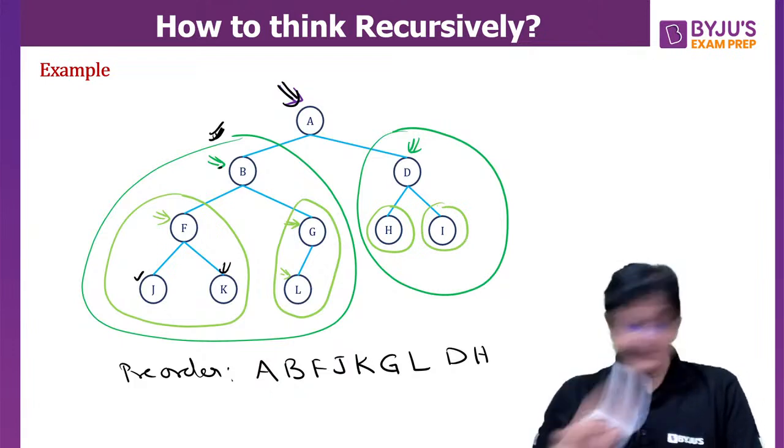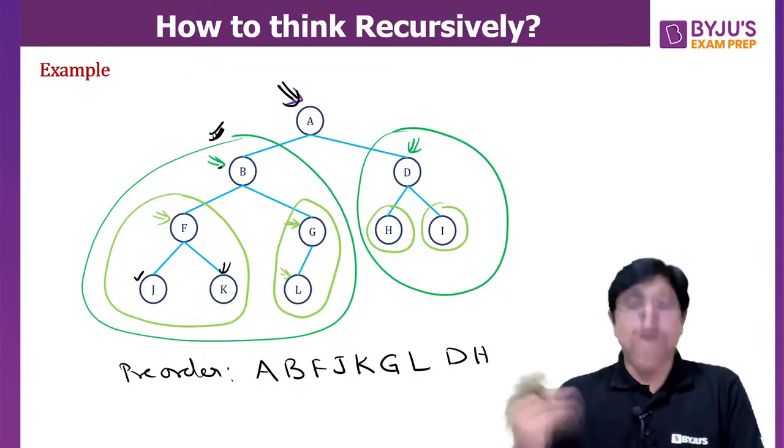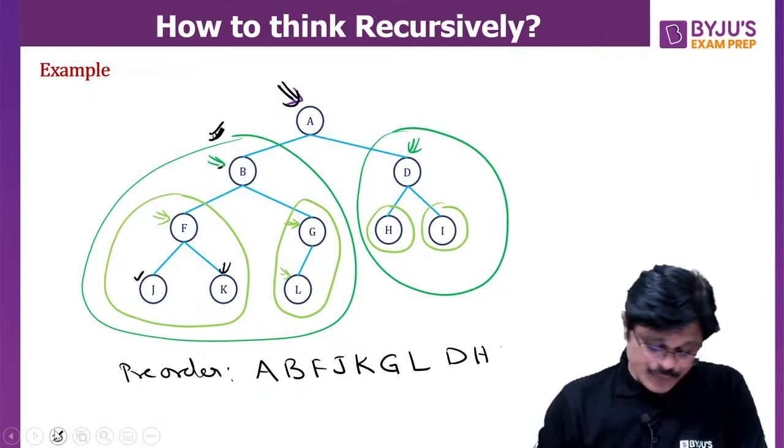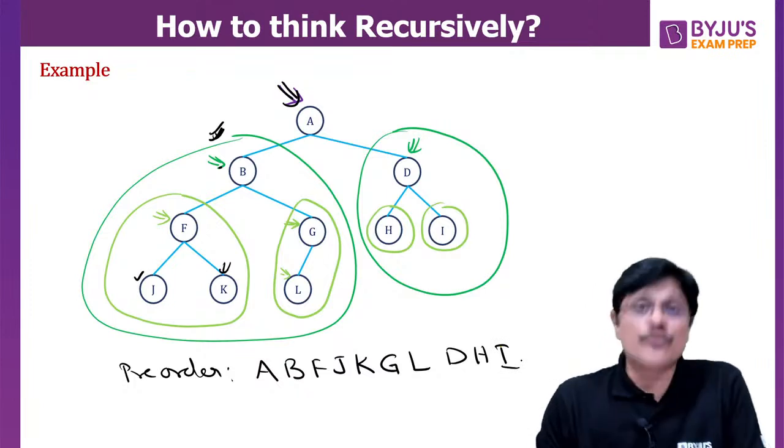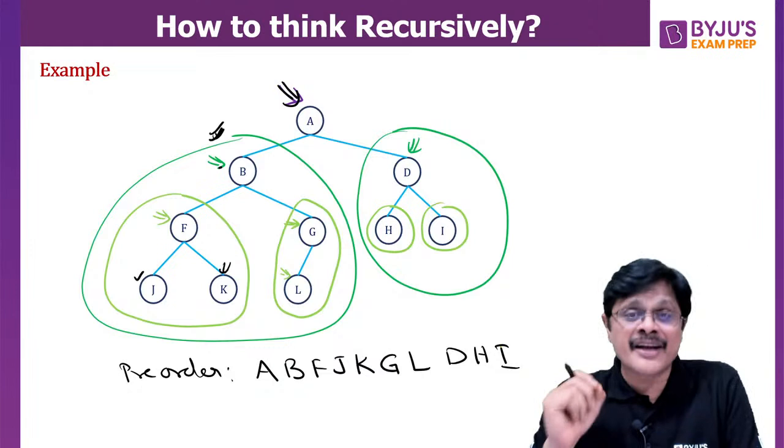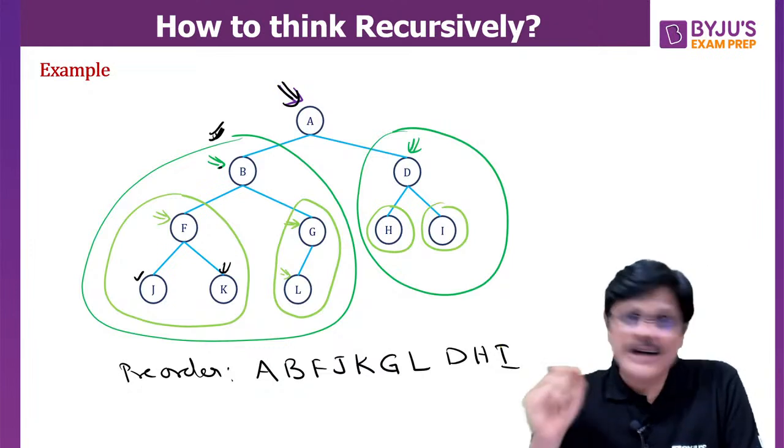Okay, so the right subtree, that is what? I. And this is how we visit all the nodes of the given binary tree in pre-order manner, my dear friends.